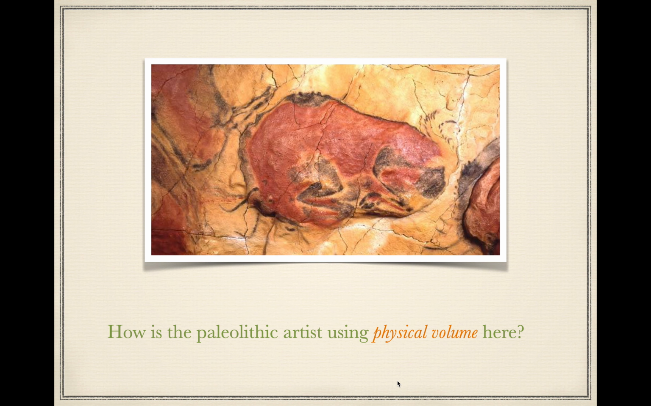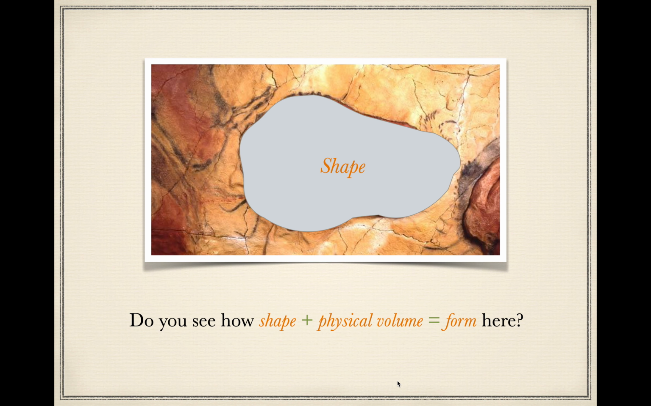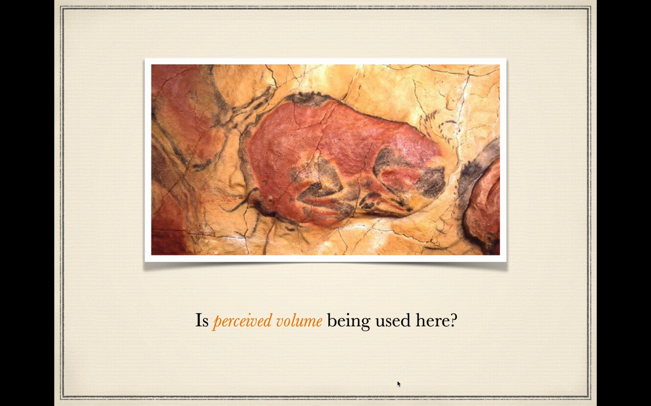So, how does the Paleolithic artist at the Altamira Cave use physical volume in this example that's on the screen now? So do you see how the shape plus the physical volume equals the form of the bison? And just for kicks and giggles, is there any perceived volume being used here? And if so, how?